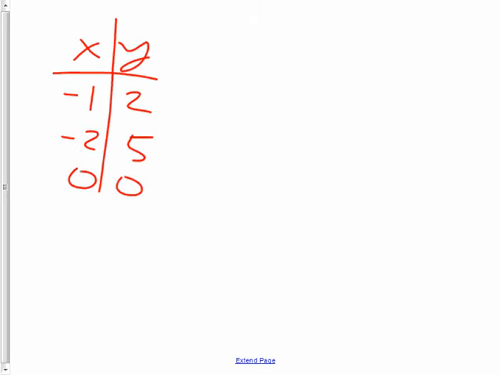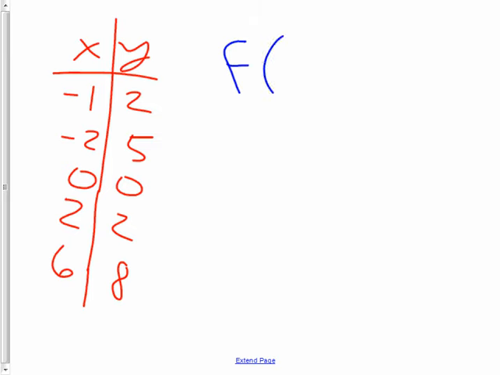Next thing is, I want you to think of this collection of points, X and Y: -1, 2; -2, 5; 0, 0; 2, 2; and 6, 8. Now, if I had those points and I asked you to take the function and go 2 times on the inside and then subtract 7, I know you don't know what the graph looks like. So how would you know what it should look like when it was done? Well, take your collection of points and do all those things to them.